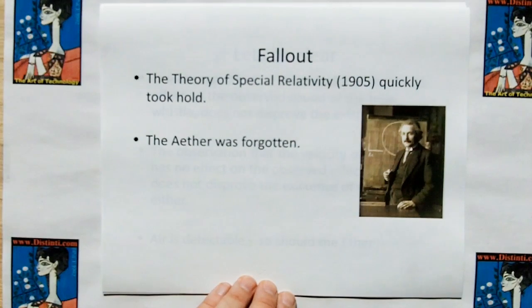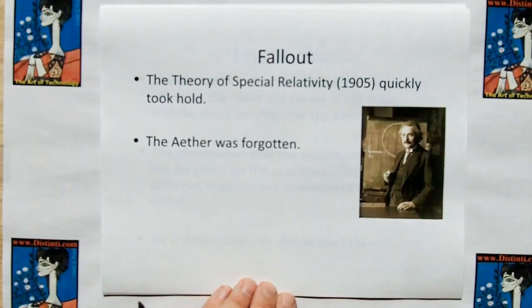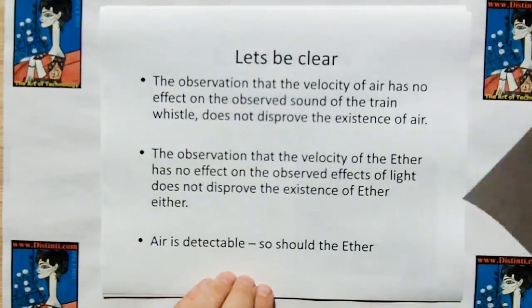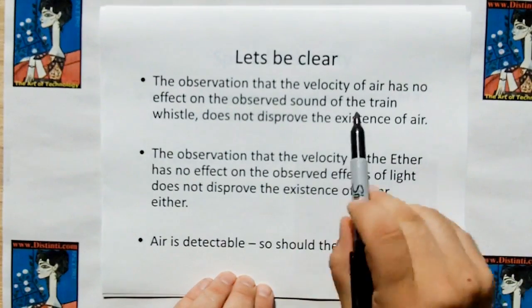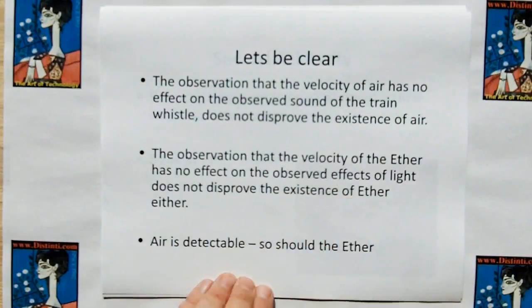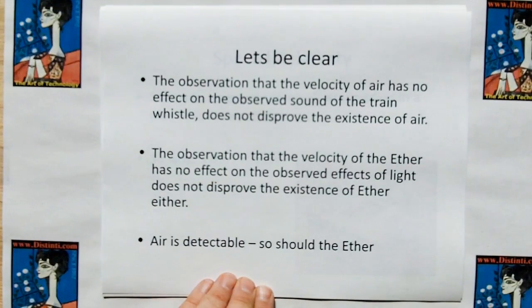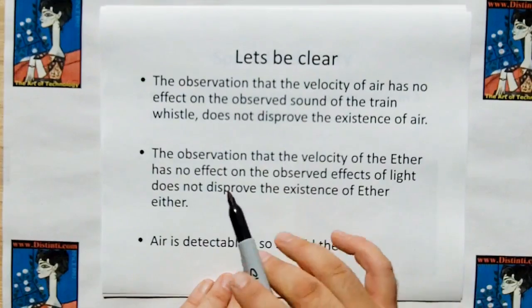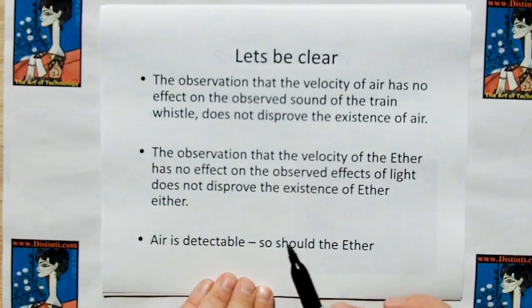Now the problem with that is, special relativity took hold, and the ether was forgotten, because obviously if you can't detect it, it's really of no use to talk about. It wasn't disproved, so let's be clear. The observation that the velocity of the air has no effect on the observed sound of the train whistle does not disprove the existence of air. And likewise, the observation that the velocity of ether has no effect on the observed effect of light does not disprove the existence of ether either.